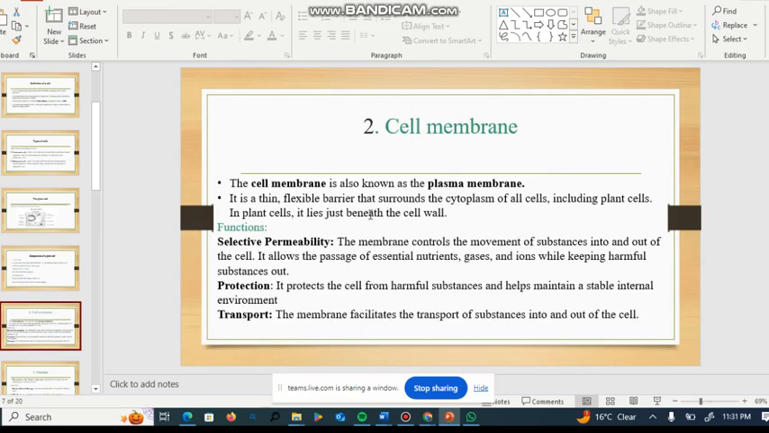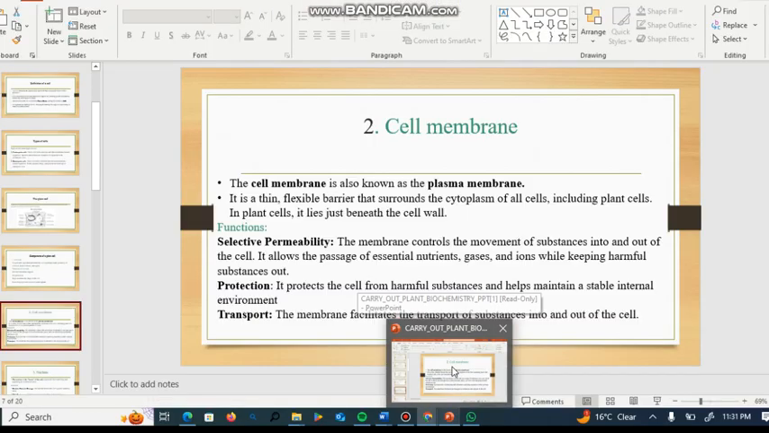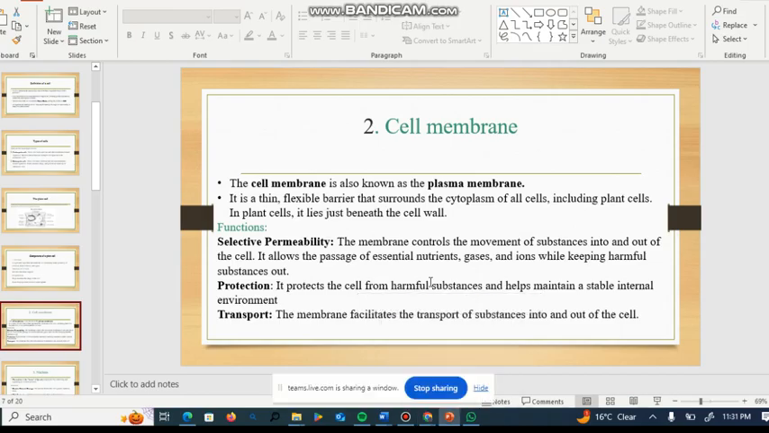Let us have Ms. Mbua take us through the cell membrane. Okay. The cell membrane is also known as the plasma membrane. It is a thin, flexible barrier that surrounds the cytoplasm of all cells, including plant cells. In plant cells, it lies just beneath the cell wall.